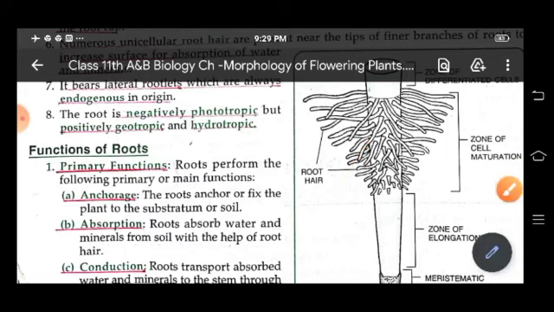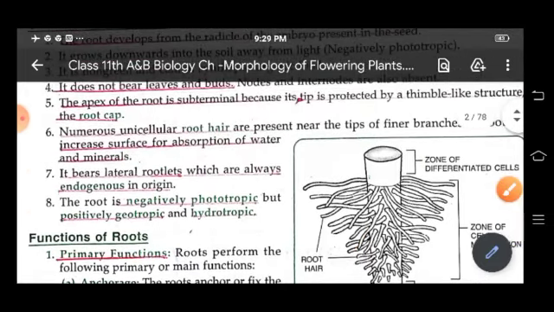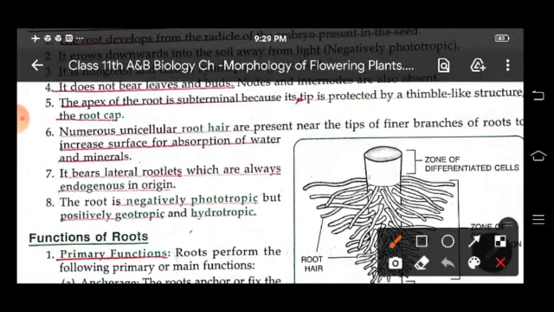Now after the zone of maturation comes the zone of differentiated cells, where it loses the absorption part and no cell differentiation occurs. Now it helps to support and provide protection to the root.